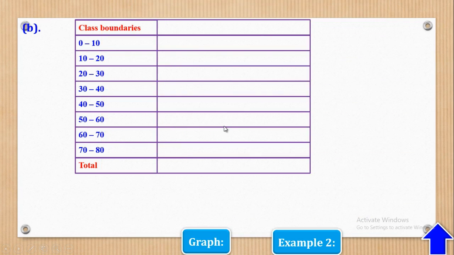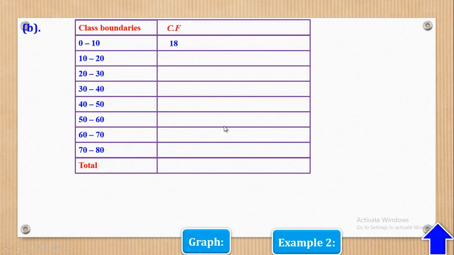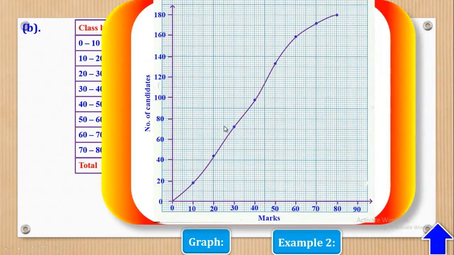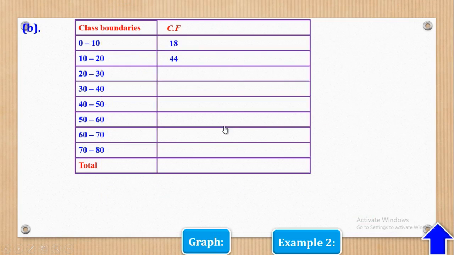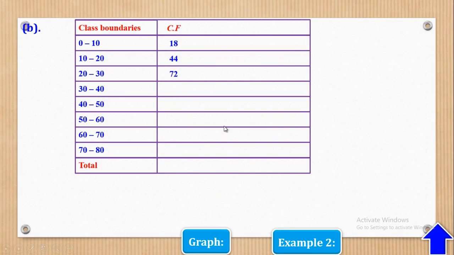So next is to get the values of some cumulative frequencies. So I shall come and look for 10, read off this value on the vertical axis and put it there, which is 18. Then next will be 44, which corresponds to this 44. Next will be this value, read off this value, which will be 72. And next will be for the upper class boundary of 40.